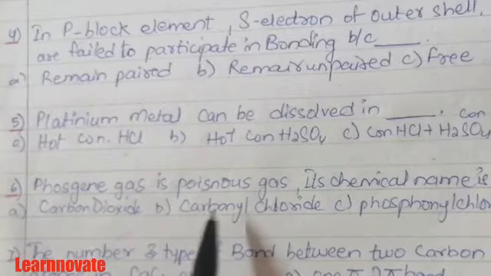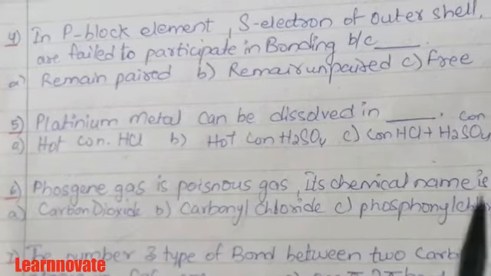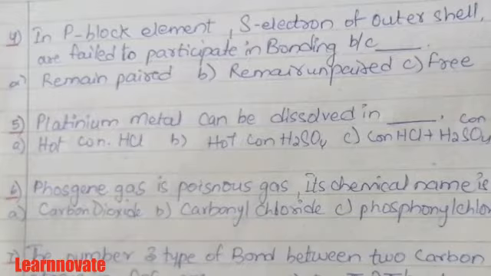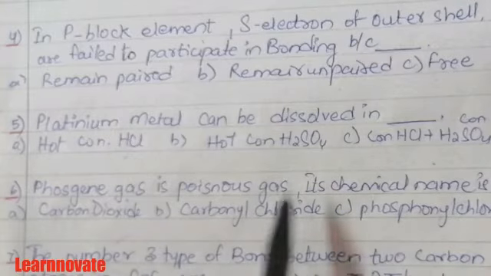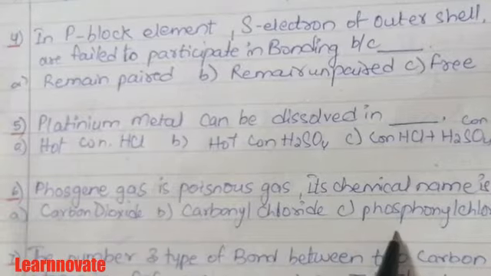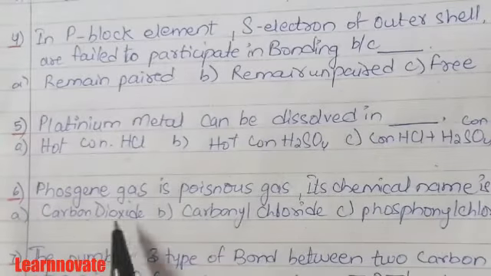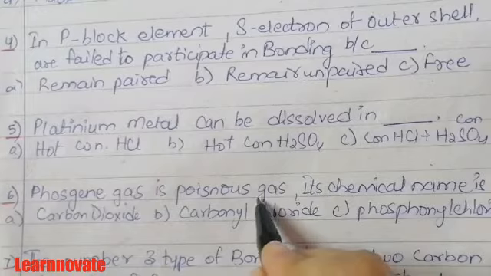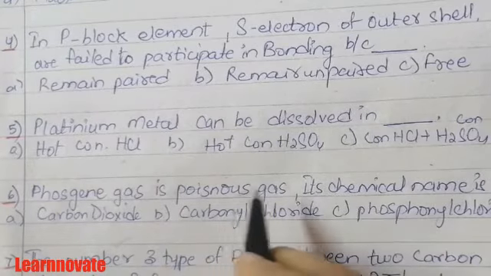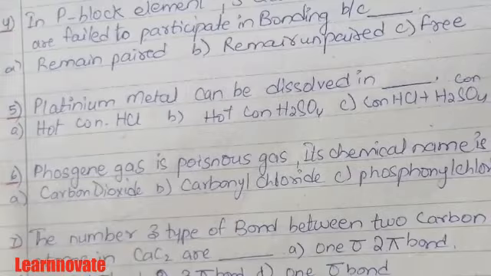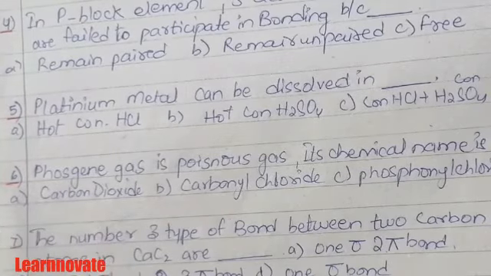Question 6 says phosgene gas is a poisonous gas and its chemical name is dash. The options were carbon dioxide, carbonyl chloride, or phosgene chloride, phosphonyl chloride. There is a bit of confusion here, so you have to learn this formula. The formula for phosgene gas is COCl2. COCl2 suggests the answer carbonyl chloride, that is option B for question number 6.